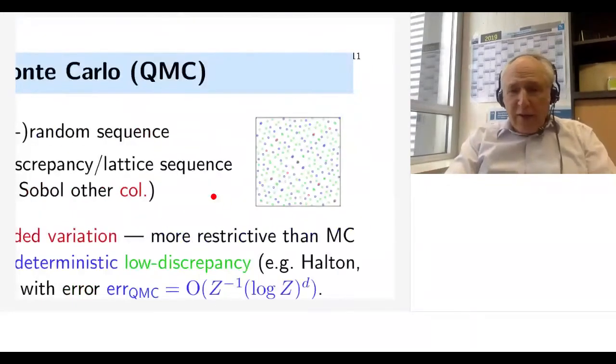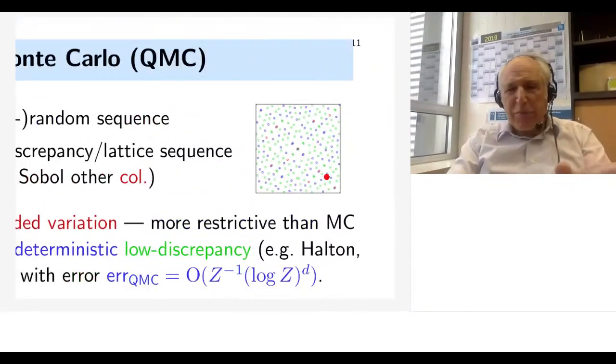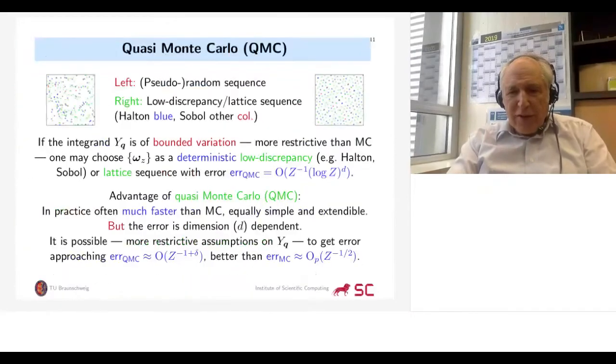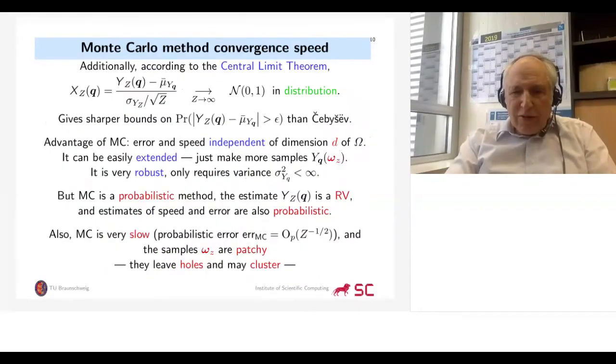I will not tell you how these come about. This comes from number theory, on how to produce sequences. These are low discrepancy sequences or lattices. And you see there are no patches, no clusters, and no holes here. So there are other sequences, but somehow they are also equal probability distributed. You have to require a little bit more of the increment. There has to be bounded variation. And you use the same formula as for Monte Carlo.